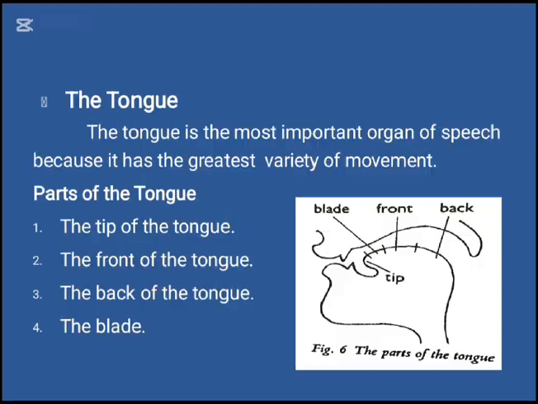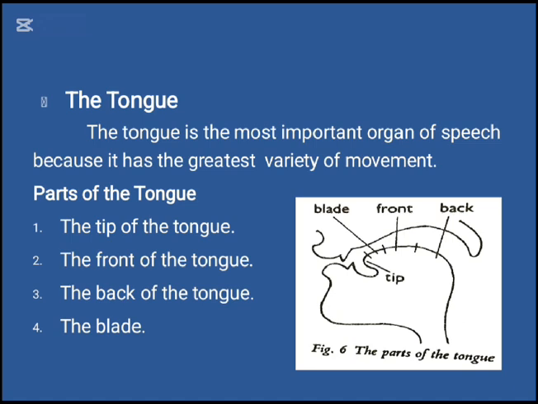The most important organ of speech is called the tongue. Why is it the most important organ of speech? Because it has the greatest variety of movement. What are the parts of the tongue? The tip, front, back, and blade.